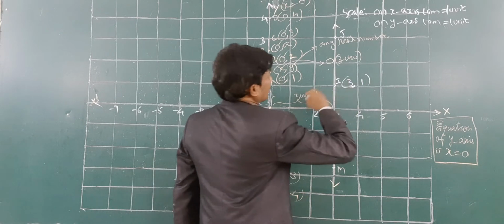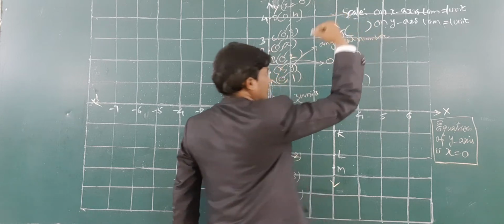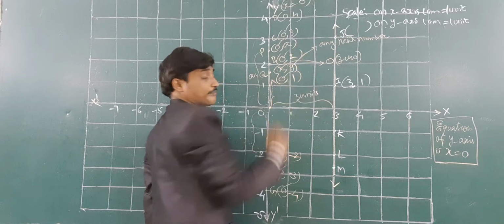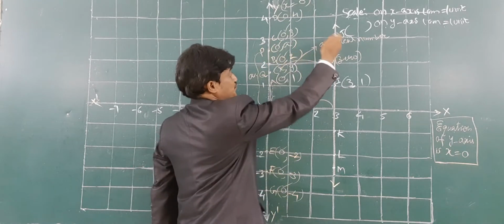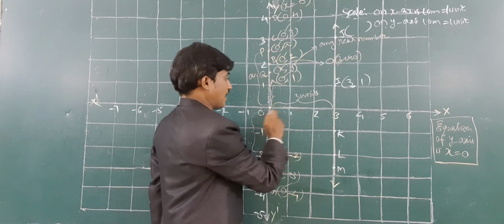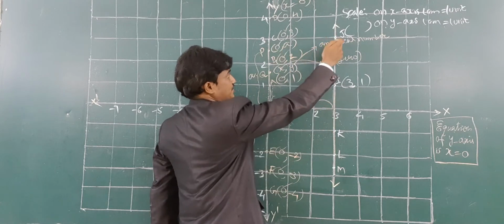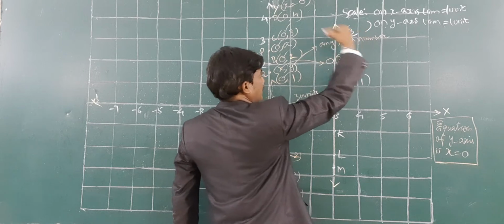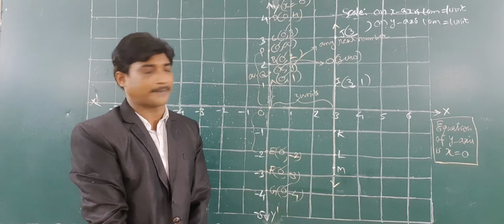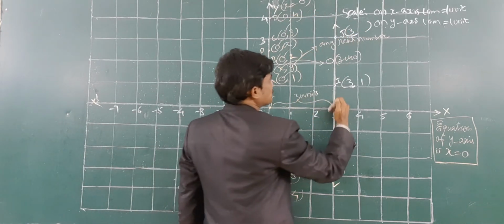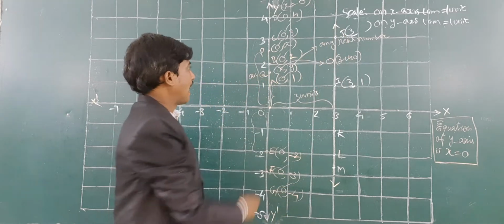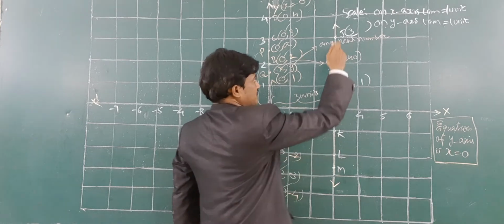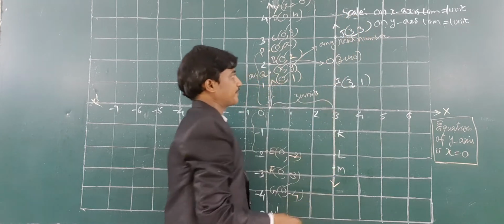Here for the point Z, perpendicular distance from y-axis to a point is the x coordinate. This distance is 3 units, so the x coordinate is 3. What is the y coordinate? Perpendicular distance from x-axis to a point is the y coordinate. As OC is 3 units, this distance is 3.